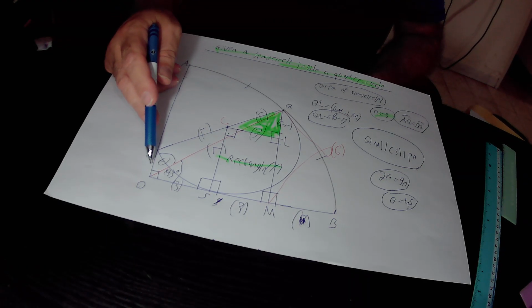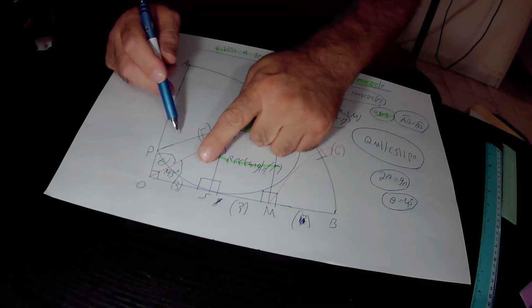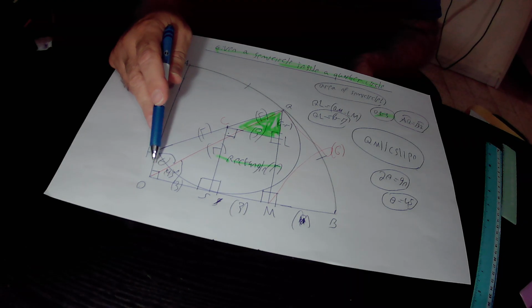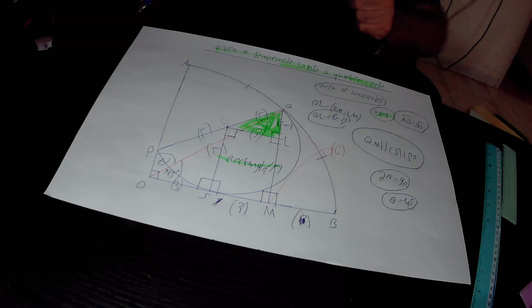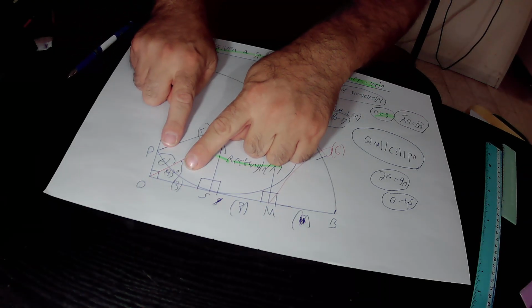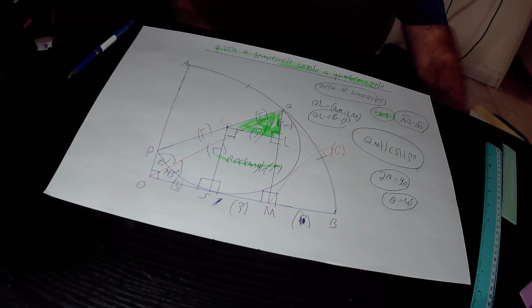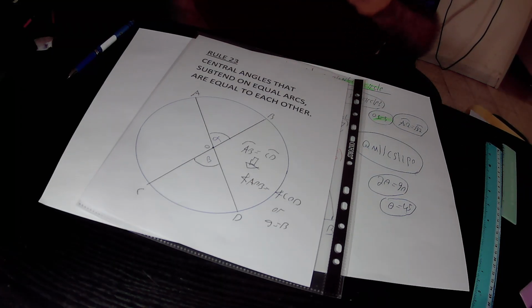Point O is the center of the quarter circle. Therefore, those two angles are defined as central angles because their vertices lie at the center of the circle, the quarter circle. So those two central angles subtend equal arcs, and therefore they must be equal to each other in size. To repeat quickly, according to this rule, central angles that subtend equal arcs are equal to each other in size.